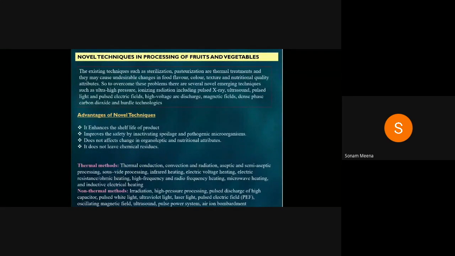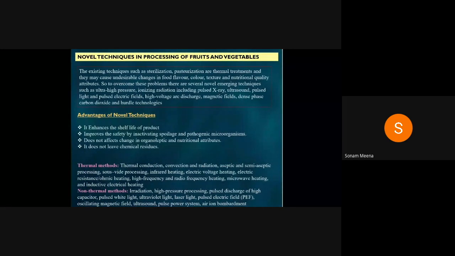And this is the novel techniques in processing of fruits and vegetables. For example, sterilization and pasteurization techniques may cause changes in food flavor, colors, texture, and also nutrition quality. These were the basic things which attract the consumer. In order to improve those qualities, we have adopted techniques like novel thermal processing. These techniques help to enhance the shelf life of the products, and also destroy microorganisms, do not affect the organoleptic and nutritional attributes, and do not leave chemical residues. These were the techniques we are using.